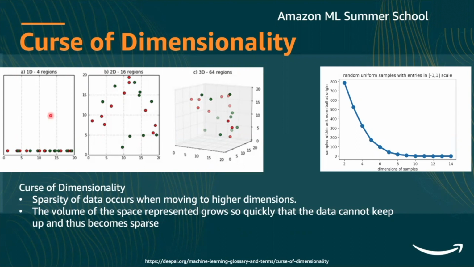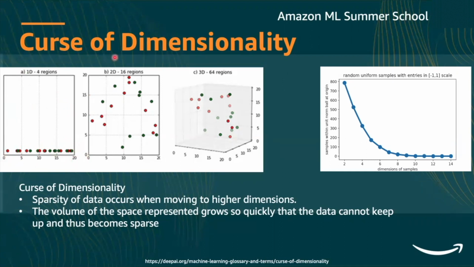So let's take this example, right? If you're able to see the screen properly, let's say you sample 15 or 20 points uniformly in the range 0 to 20 in one dimension, right? And consider these 4 regions of length 5 each. To have these 20 samples, you just need 4 regions.